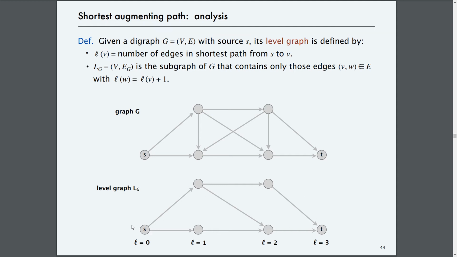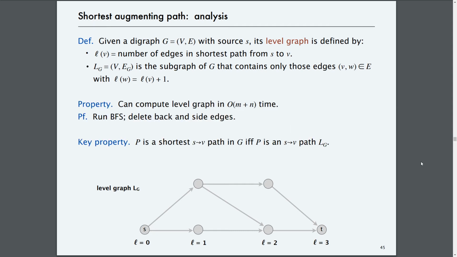So you see how this separates the graph into these levels. First we have level 0 here, then everything here is level 1, everything here is level 2, and finally at the end we have level 3. So we can compute the level graph in O of m plus n time. You just run a BFS and then you either delete the back and side edges, or you simply just create a new copy of the graph where you only add these edges.